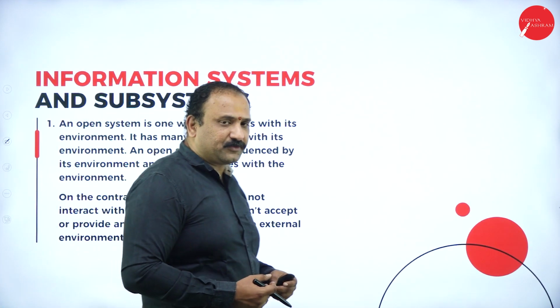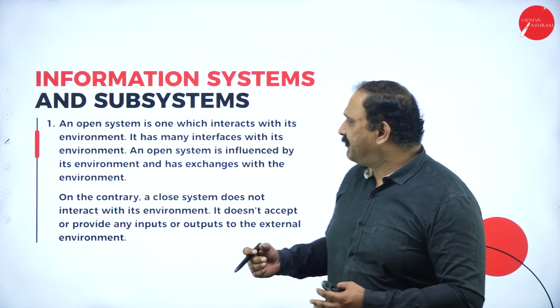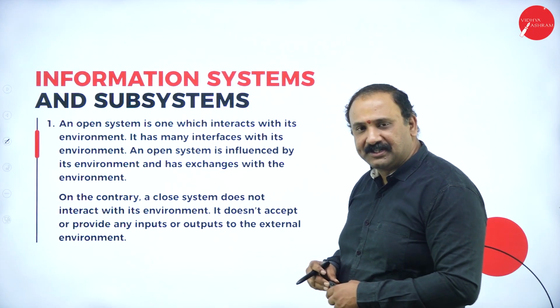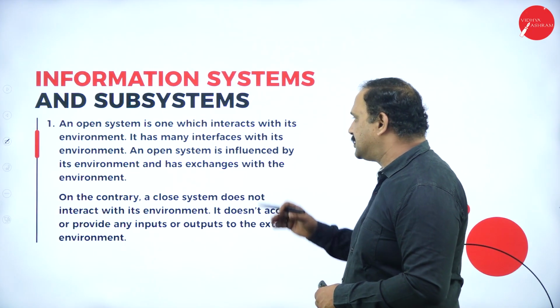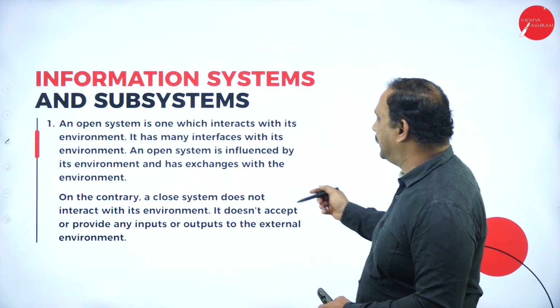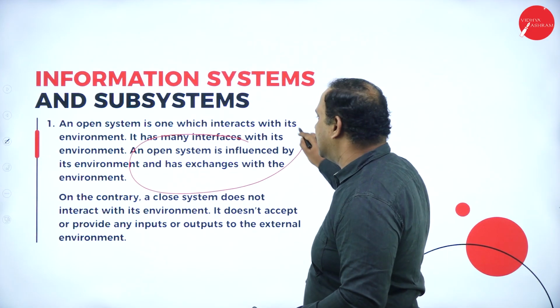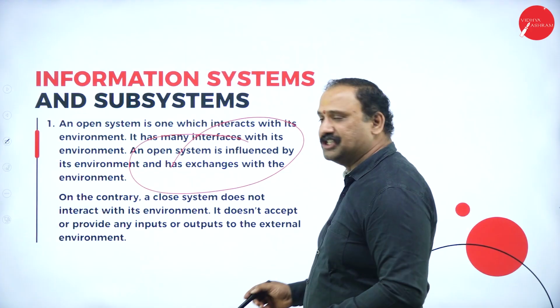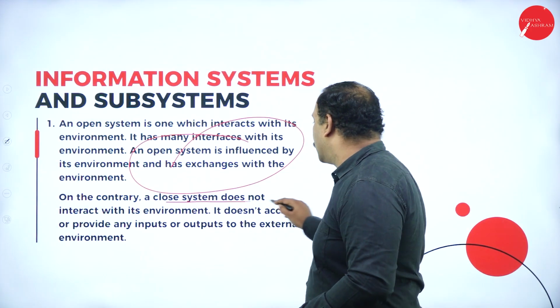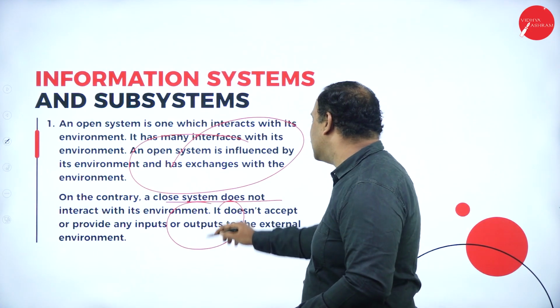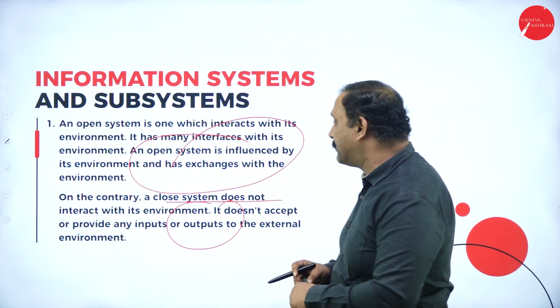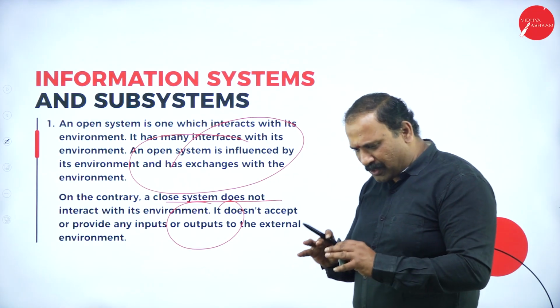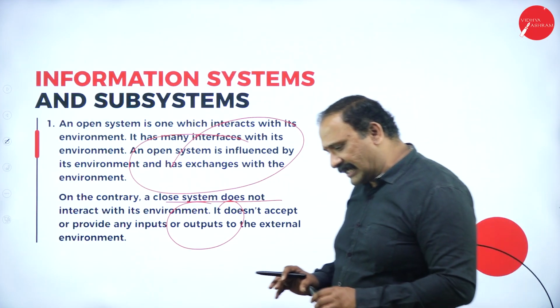Now let's go further and try to understand what is an open system. An open system is one which interacts with the environment. It has many interfaces. An open system is influenced by its environment. It exchanges information. On the contrary, a closed system does not interact with its environment. It does not accept or provide any input. So a very, very simple thing that has been told.